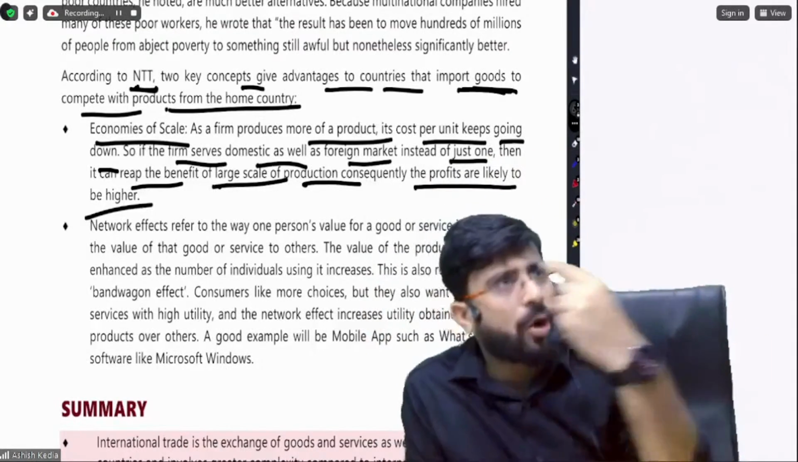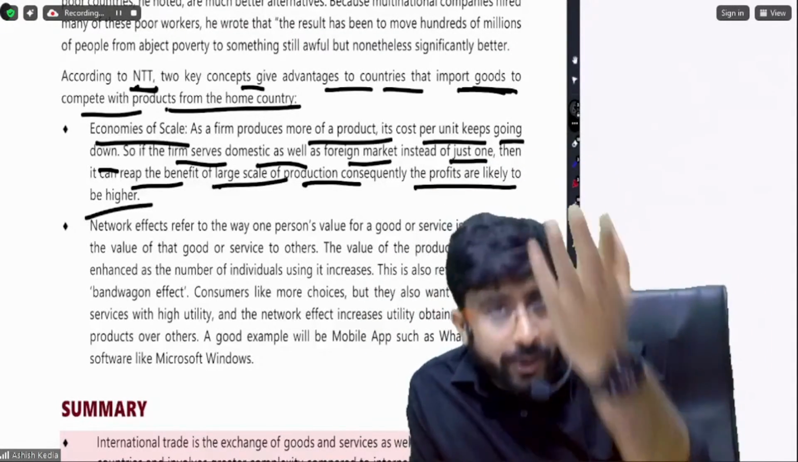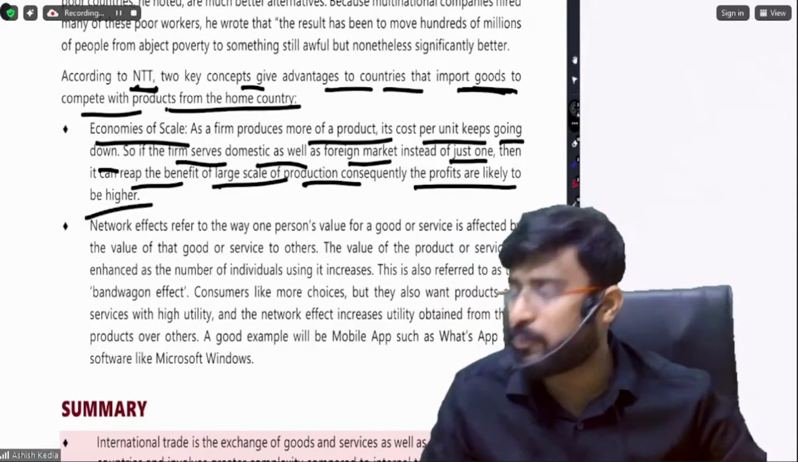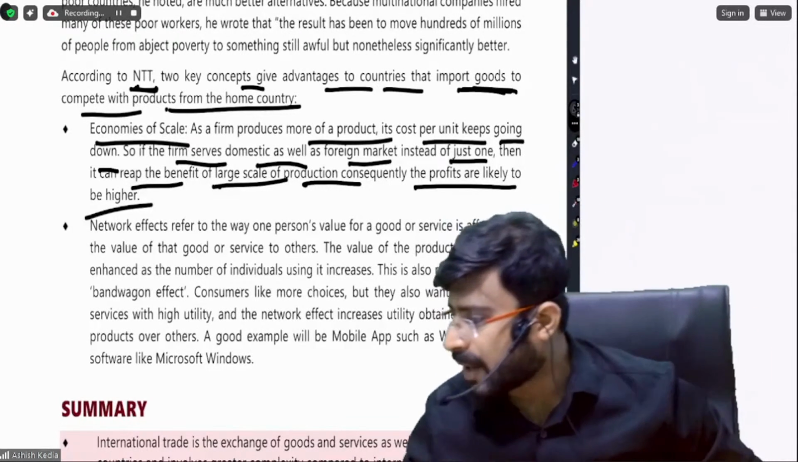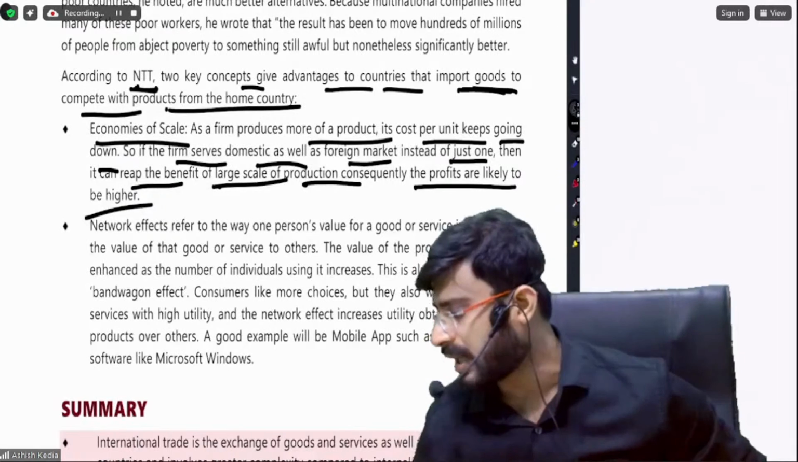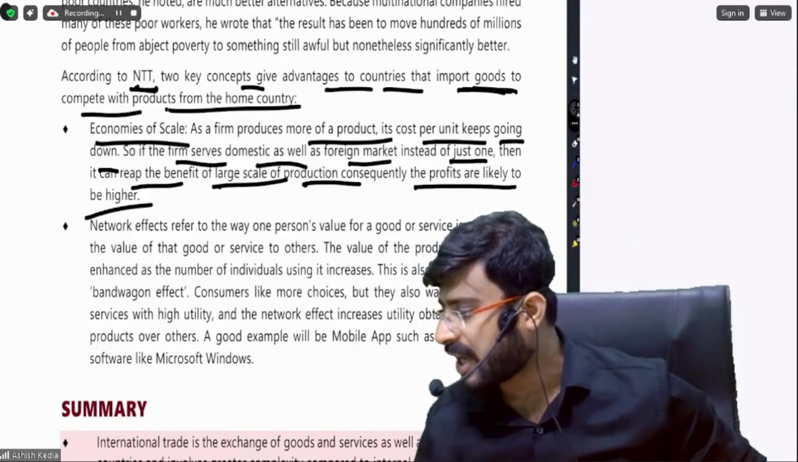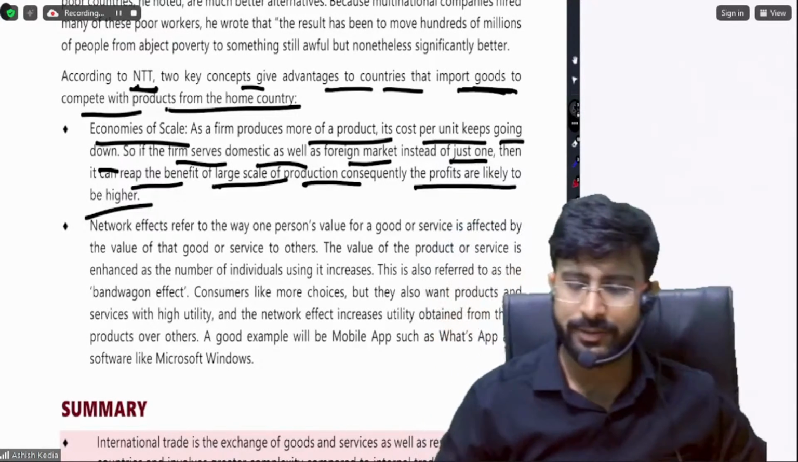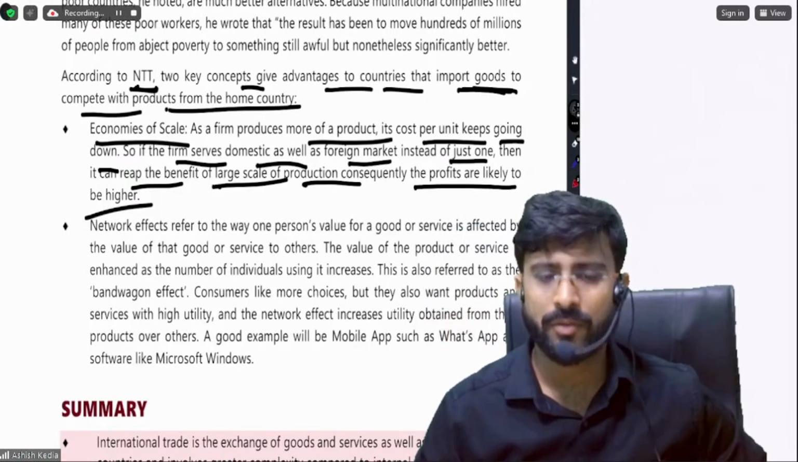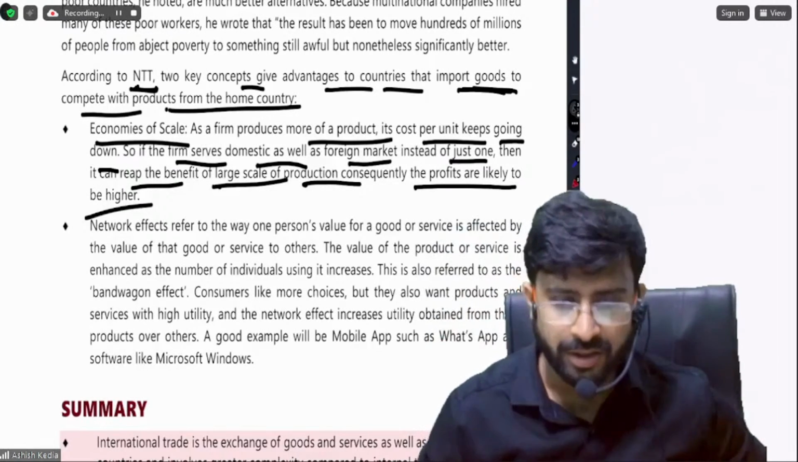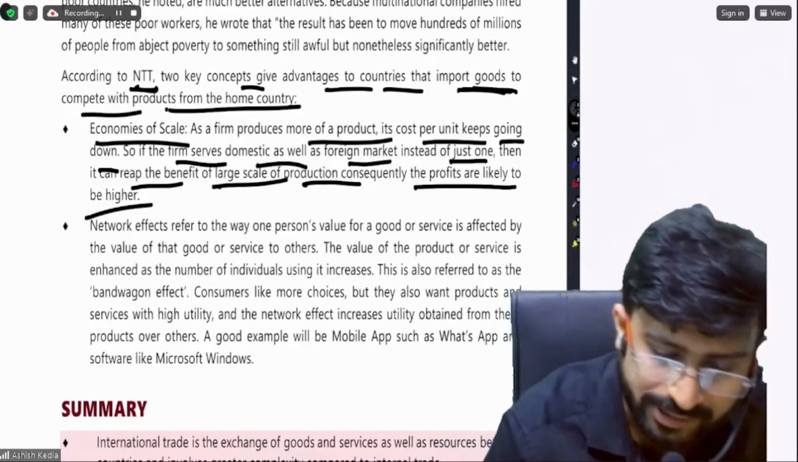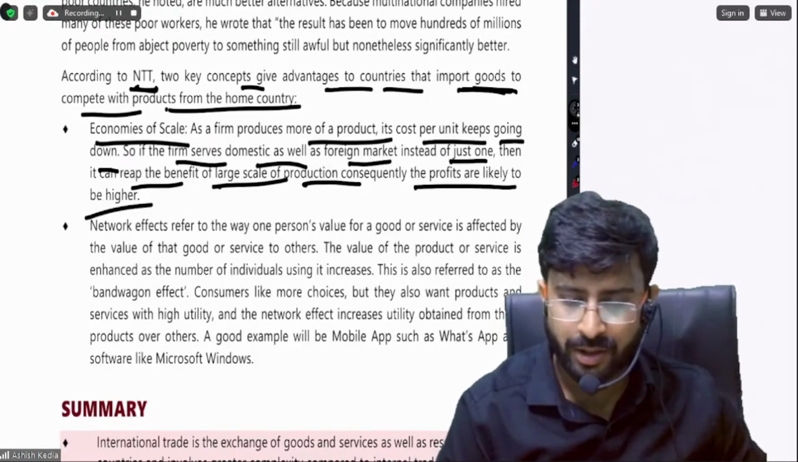And if you sell overall in the entire world, your per unit cost will fall. अगर आप पूरी दुनिया में सामान बेचेंगे तो आपका पर यूनिट कॉस्ट जो है वो कम होते चला जाएगा. नेक्स्ट, सो वन एडवांटेज इज इकोनॉमीज ऑफ स्केल.